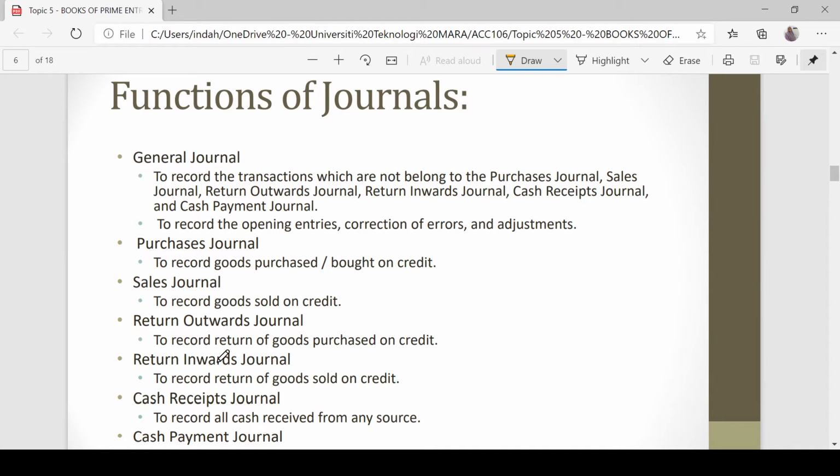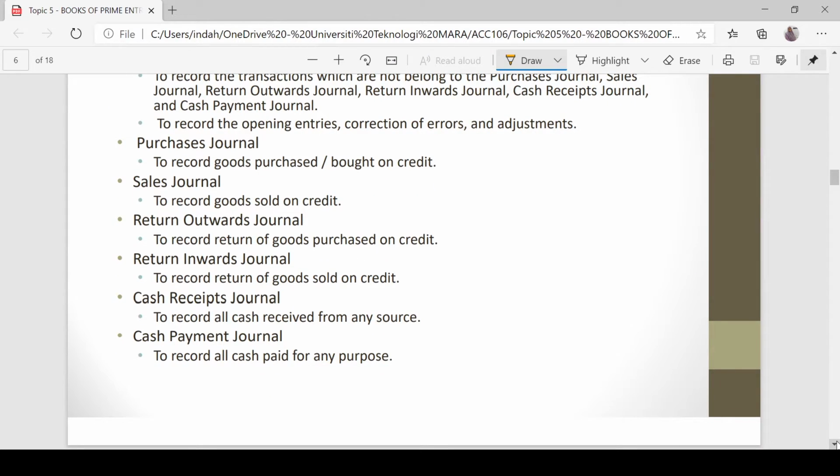For return inward, this is to record return of goods sold on credit. Previously we recorded that in the sales journal when we sold the goods on credit, but when our customer returns the goods to us, we record that in the return inward journal.